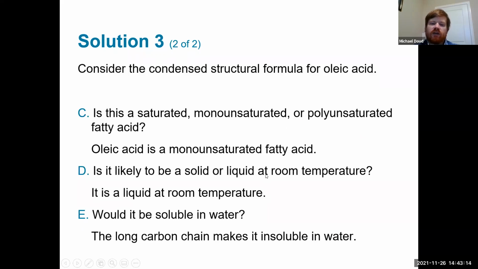Is it likely to be solid or liquid? Unsaturated fatty acids are liquids at room temperature. And then finally, would it be soluble in water? No, it's still insoluble in water because it has a long carbon chain that's nonpolar.